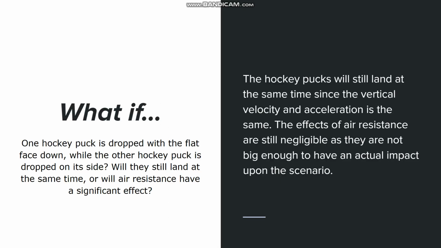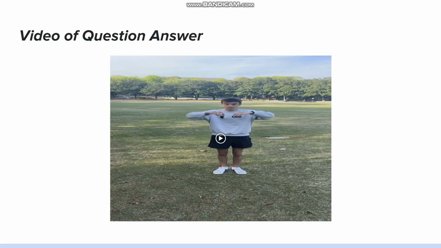What if one hockey puck is dropped with the flat side facing down, while the other hockey puck is dropped on its side? Will they still land at the same time, or will air resistance have a significant effect? The answer to this question is the hockey pucks will still land at the same time since their vertical velocity and acceleration is the same. The effects of air resistance are still negligible as they are not big enough to have an actual impact upon the scenario. Here's evidence for such a solution.